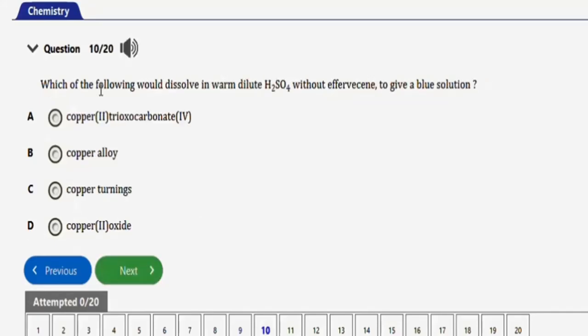Next question will be this one. It says which of the following will dissolve in warm dilute sulfuric acid, or sulfuric acid without a fair sense, to give a blue solution? So the right option in this question will be option B, copper oxide. Alright, take note of this question. Next question will be this one.